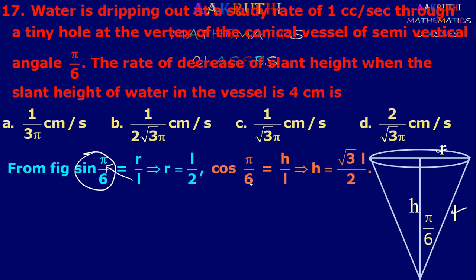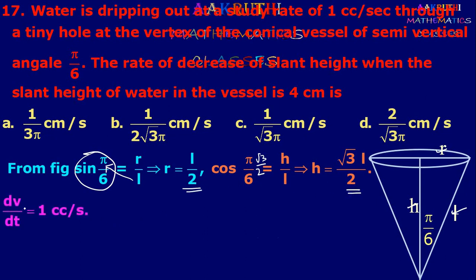Also we apply cos theta. So cos pi by 6 is h divided by L, that is, adjacent side by hypotenuse. Cos 30 degree is root 3 by 2. So therefore we get h equal to L into root 3 by 2, so it is root 3 L divided by 2. So here the r value is L by 2 and the h value is root 3 L divided by 2.